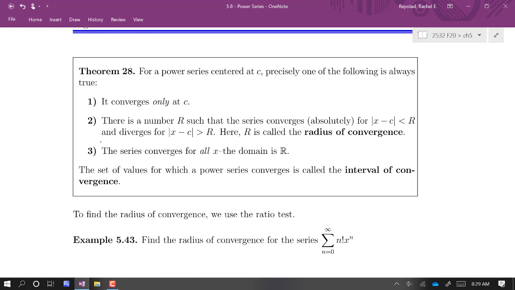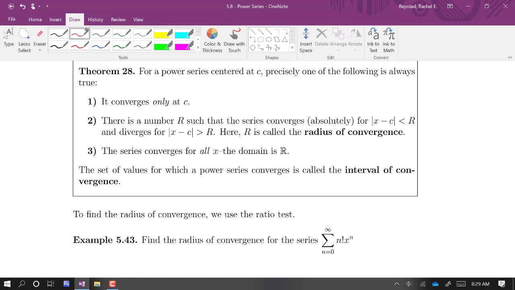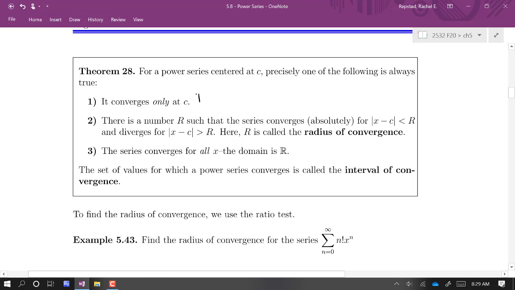And it's also possible that your power series will converge for all values of x. Basically that you have an infinite radius of convergence. The radius of convergence sort of tells you how far you can stray. So if it converges only at the center, then the radius is 0. It's possible that the radius is some finite positive number, so you have some distance that you can stray. If your power series converges everywhere, and that domain is all real numbers, then in this case the radius of convergence is infinity.